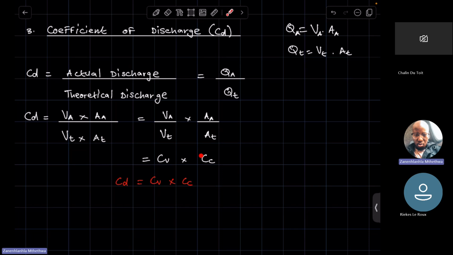Right, so meaning if, say, you haven't calculated any of the Qs, but you've already calculated CV and CC, you can just multiply those to get CD. So you can get CD through the use of this formula, or you can get it through the use of this formula, whichever one is convenient. Obviously, if you've already calculated CV and CC, then it is convenient to just use this to calculate CD.